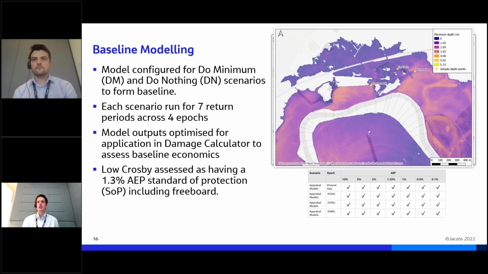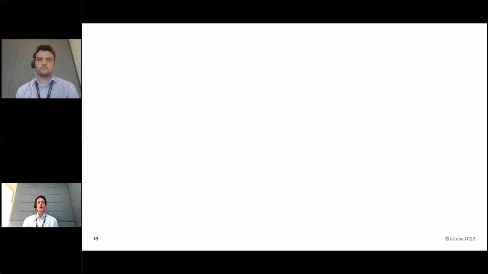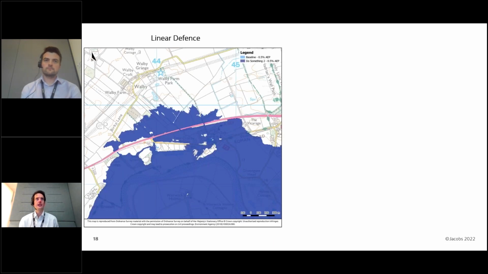And this image just shows you the depth of flooding we're looking at in Low Crosby. We've got meters of depth in the village, so it's very hazardous. Looking at the options, as David says, we've got the linear defence and the embankment removal options. We've modelled them both. And what we see is that the linear defence option, when we're looking at very extreme events, this is the 200 of present day, isn't having much impact. We're still getting extensive flooding to the area.